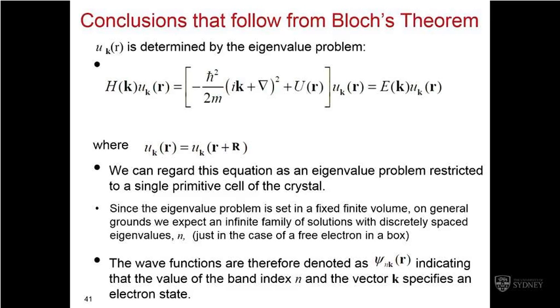So what we do is the wave functions that we actually get out, they will be indicated by n, the actual eigenvalue, and k, whatever k vector we are dealing with. And that specifies the particular electron, the state of the electron. That's what we use to label the wave function.